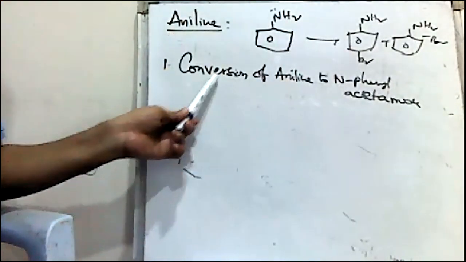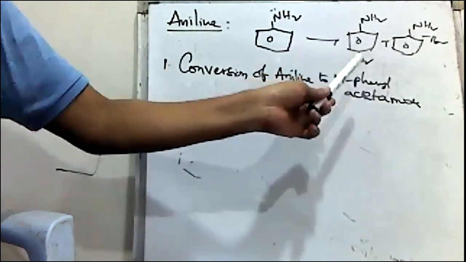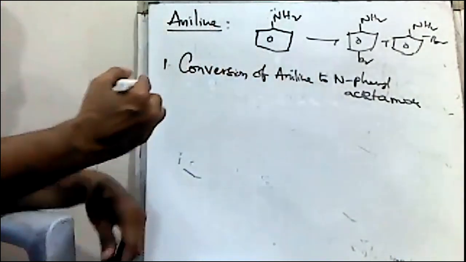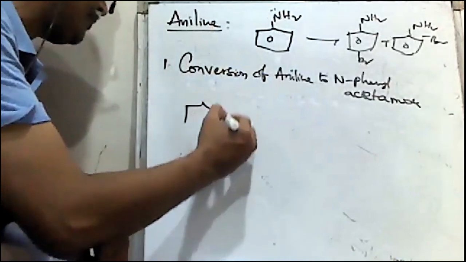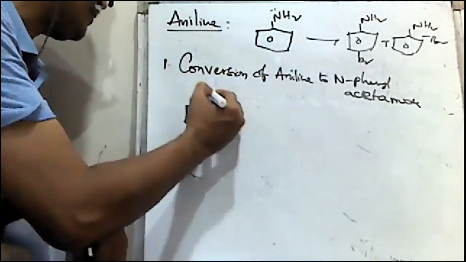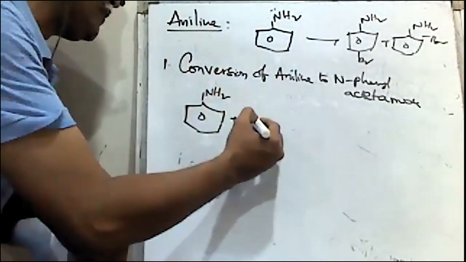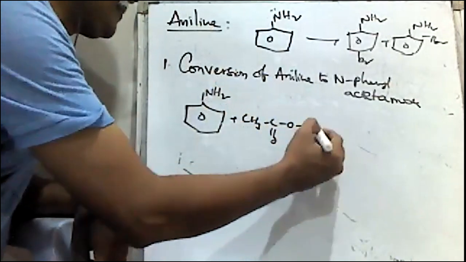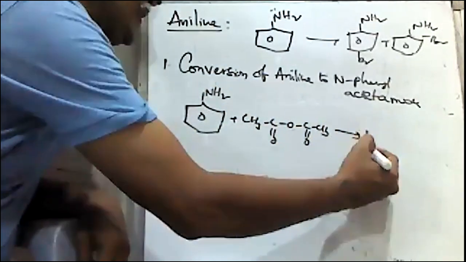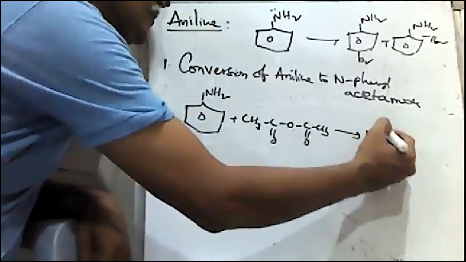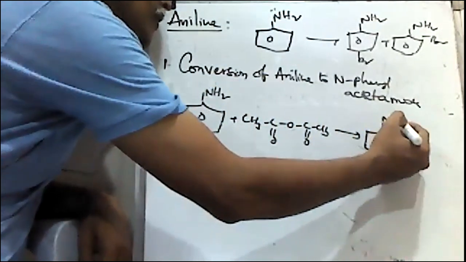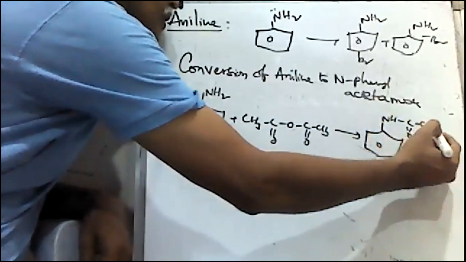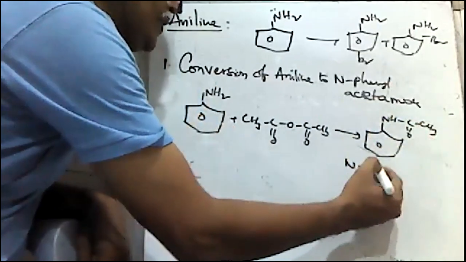This conversion involves two steps. First, we need to convert aniline to N-phenylacetamide. So when aniline is treated with acetic anhydride, it forms N-phenylacetamide.